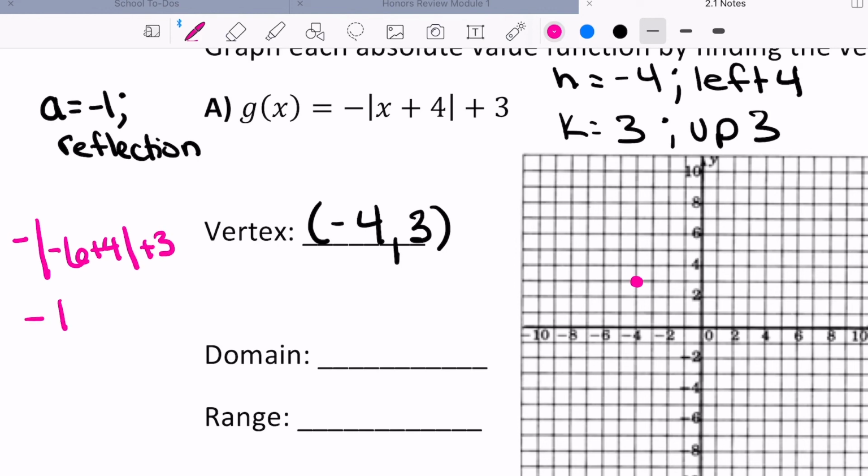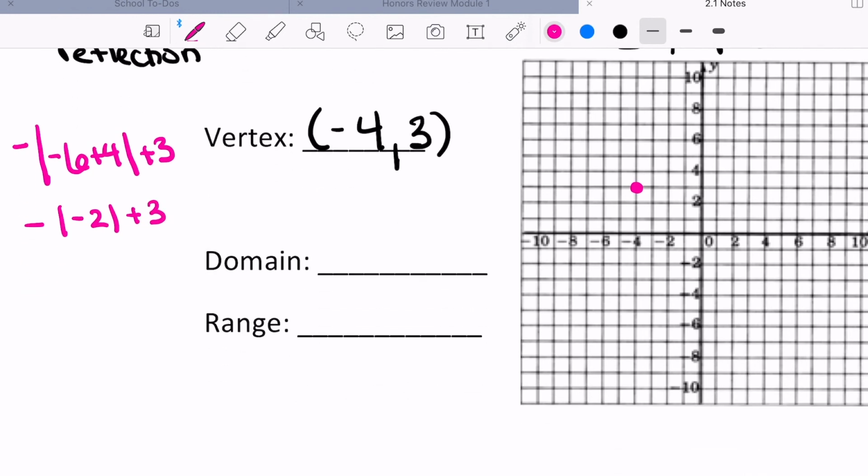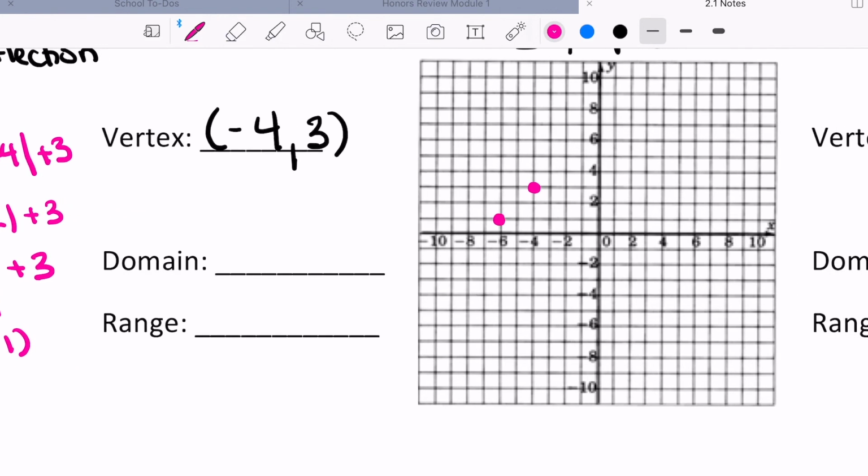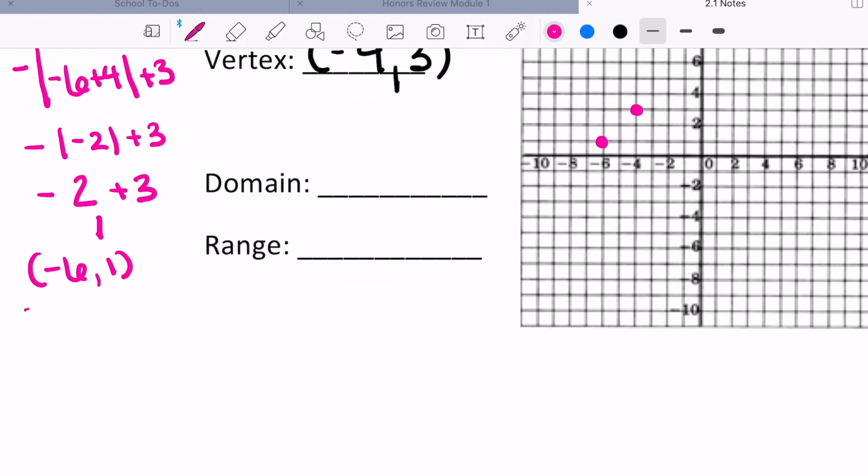Simplify: negative 6 plus 4 is negative 2, plus 3. The absolute value of negative 2 is positive 2. And notice that my negative on the outside stays on the outside all the way. Plus 3, and now I have a new function. Negative 2 plus 3 is going to give me positive 1. So my coordinate point is at negative 6, positive 1. Graph that.